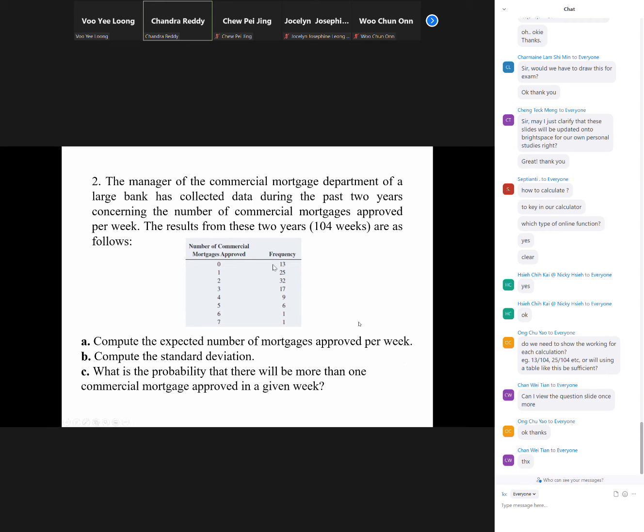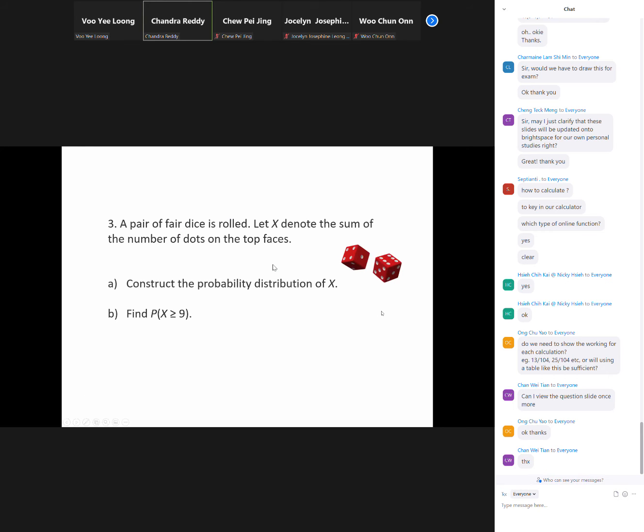Then I move on to the next question. We have seen the next question on discrete random variables. Here a pair of fair dice is rolled. Let X denote the sum of the number of dots on the top faces. You are asked to construct the probability distribution of X, and find the probability of X greater than 9. Basically you are throwing two dice and counting the numbers on each throw.